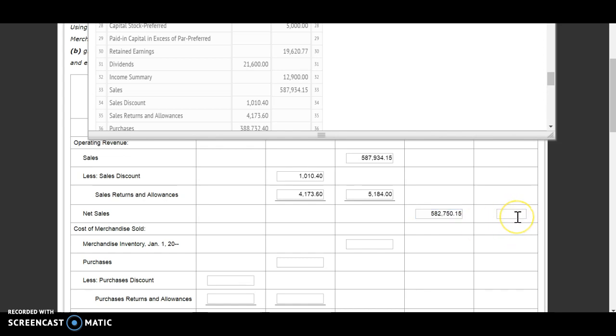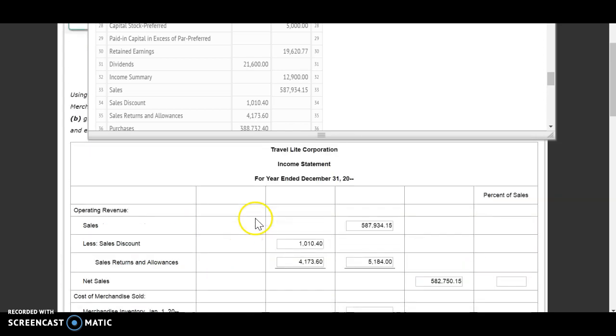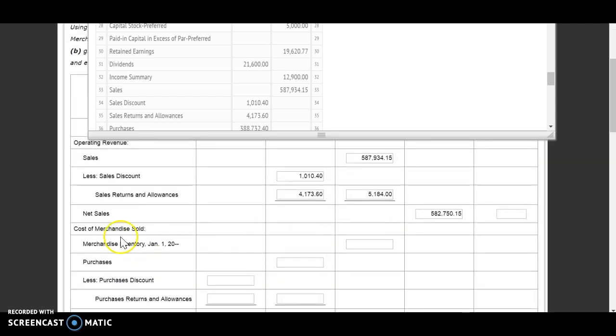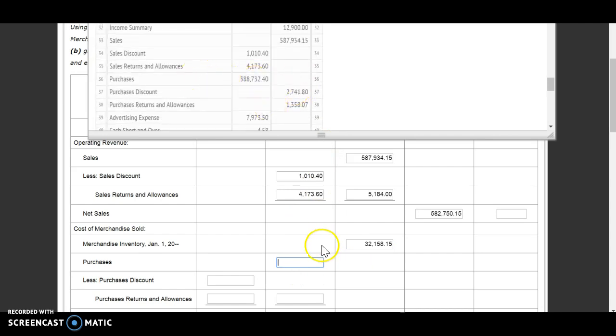I'm going to leave these blank until I'm done figuring out all my numbers. So next I'm moving on to my merchandise inventory. Now, I need to scroll back up to my directions because it tells me my merchandise inventory beginning balance is $32,158.15. That is the number I'm using here. This is my beginning balance. So 32,158.15.